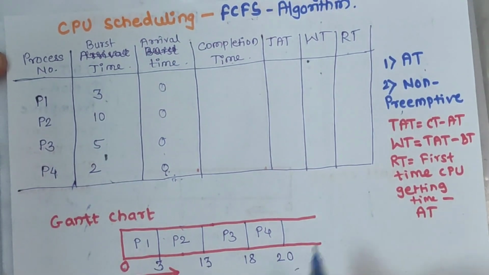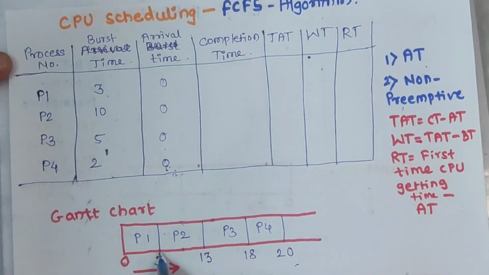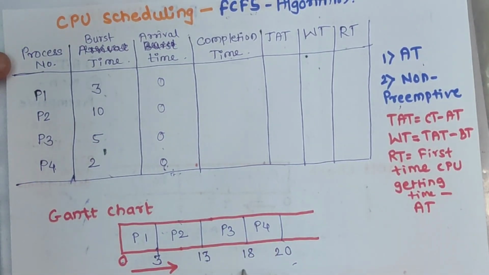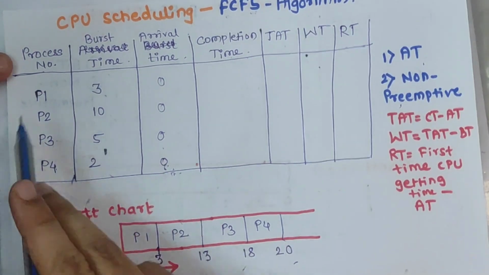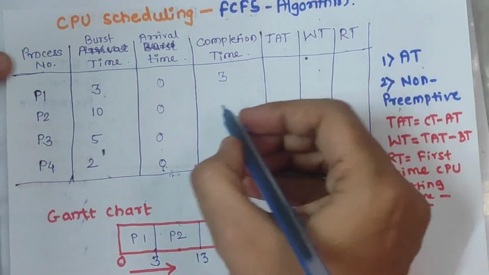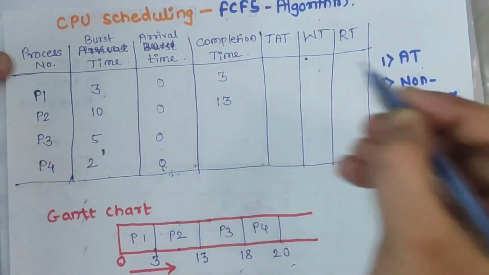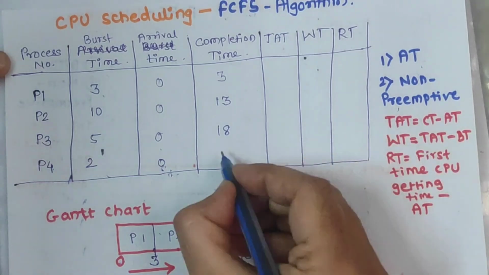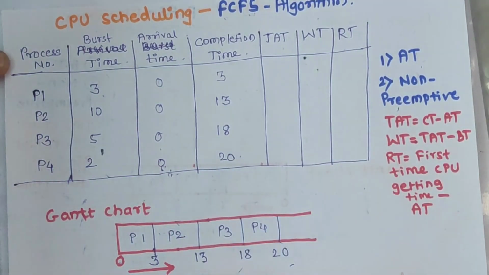Now we will calculate the completion time. Completion time is the time at which the process has finished its execution. So from the Gantt chart we can easily calculate the completion time of the process. Process P1 is getting completed at time 3, P2 is getting completed at time 13, P3 is getting completed at time unit 18 and P4 is getting completed at time unit 20.